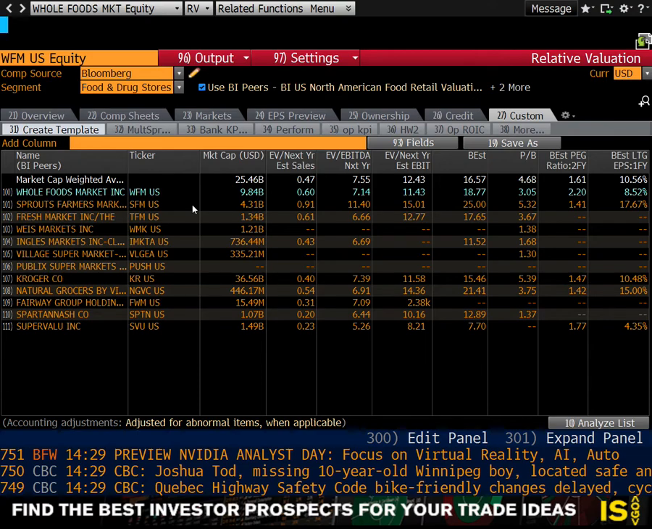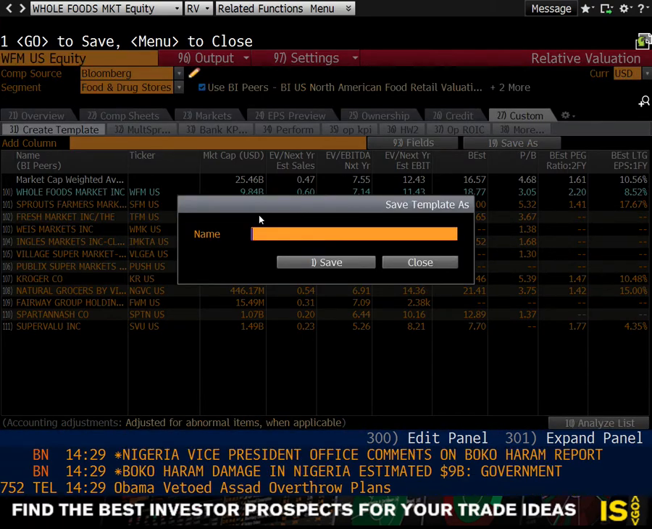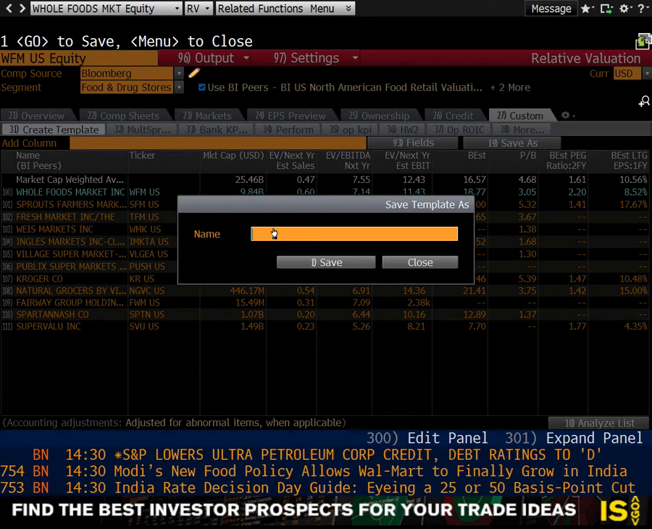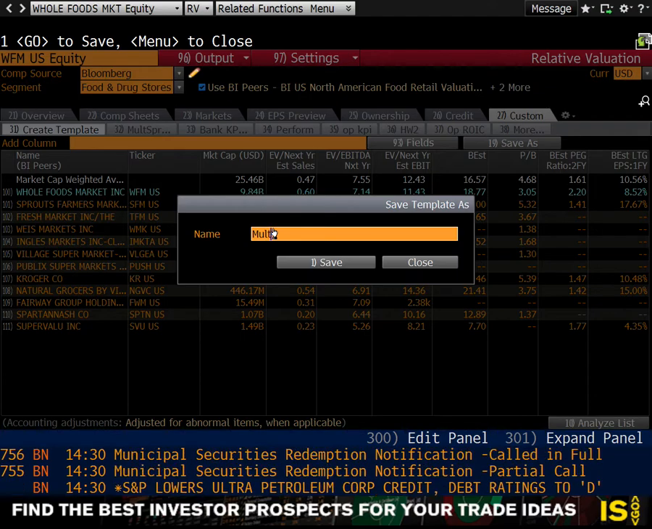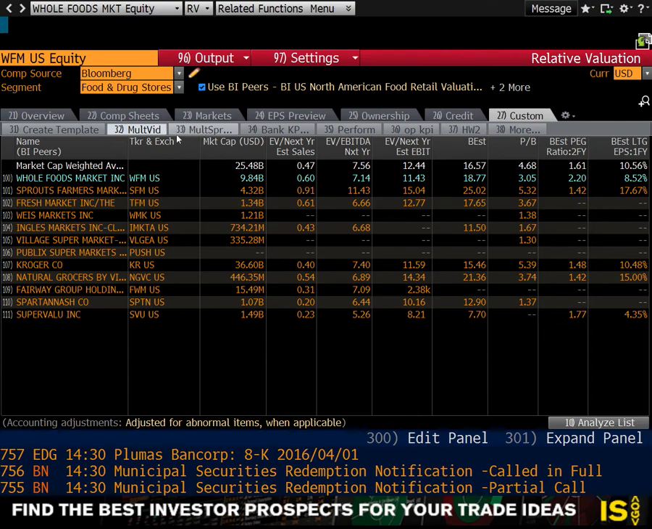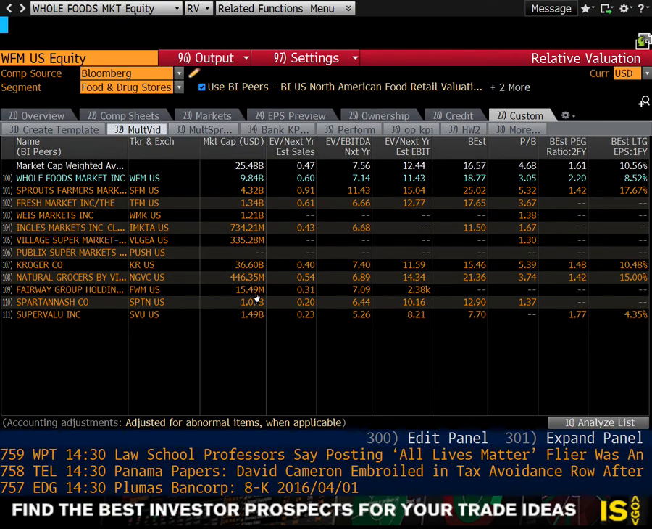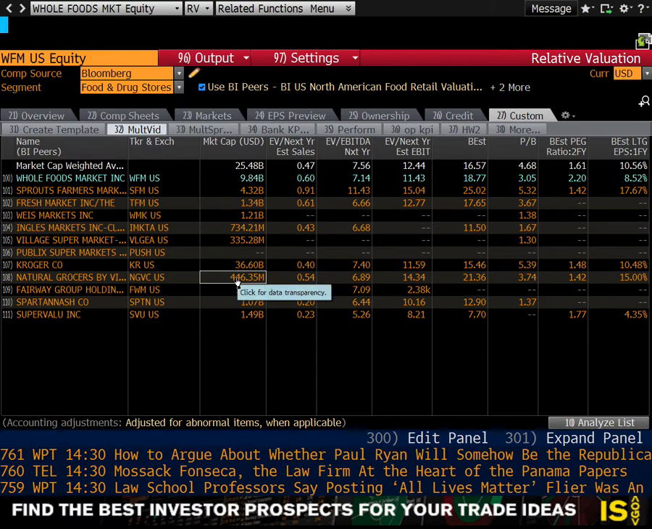Okay, so that's the template. Save the template as something. So save as, name it. So multiples bid, and then it'll add it to this list across the top. Okay, so you can always use this template anytime you bring up a company. So you'll need this to complete the next upcoming assignments.